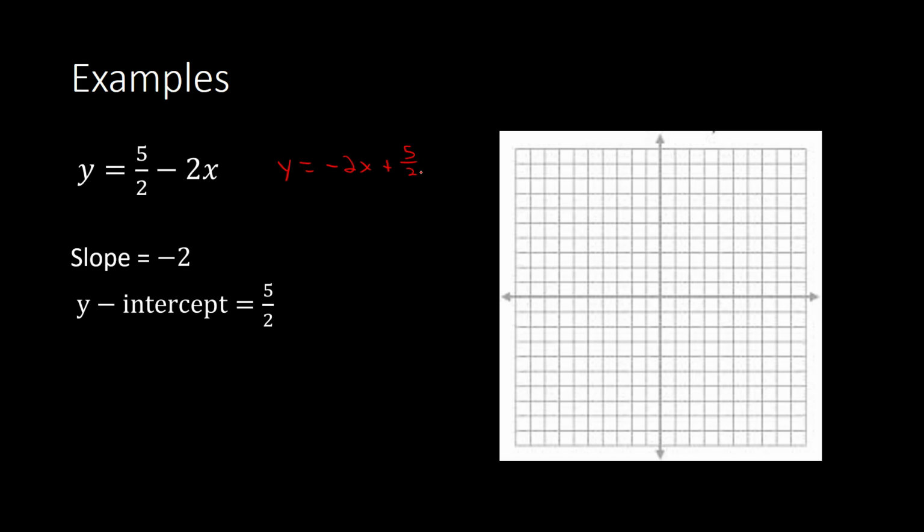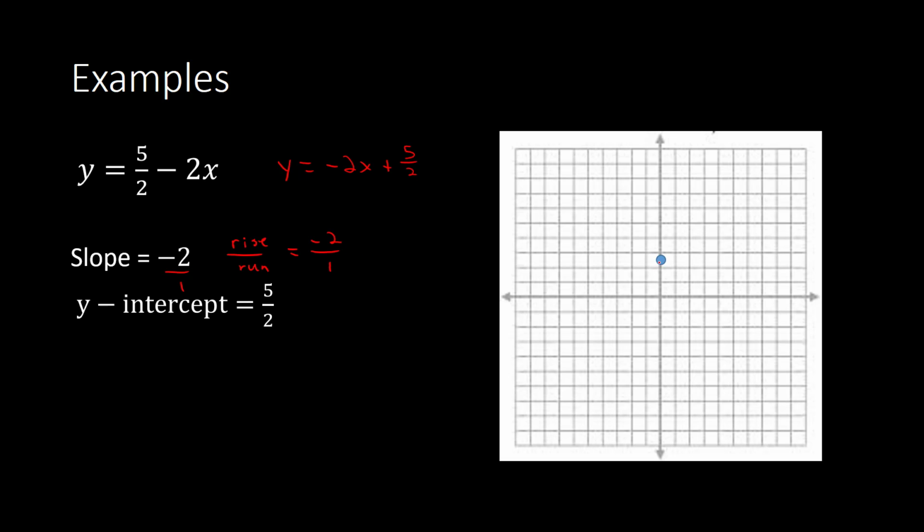So now that we have the slope and the y-intercept, we can graph quickly again. The y-intercept is 5/2, or 2 1/2, same thing. So I go up 2 1/2, 1, 2 1/2, to get to this point. And the slope is -2. Remember, rise over run. So the rise would be -2, run would be 1. We could write this as -2 over 1.